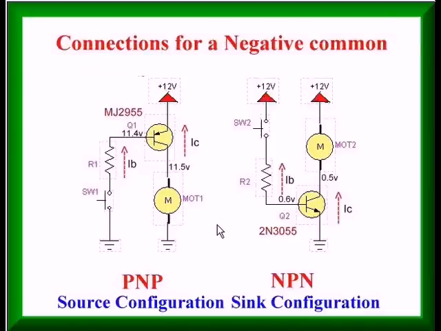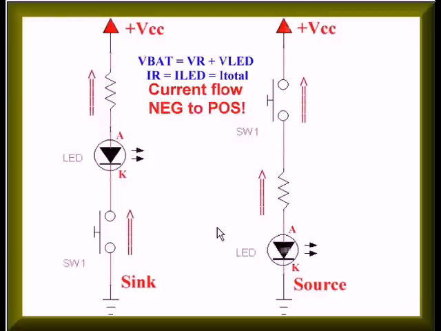There are two connections for PNP and NPN transistors. Let's drop back one frame briefly and note something. Where you place the switch determines whether you are in a sink configuration or source configuration. In a sink configuration, the switch is in the ground side of the load. In the source configuration, the switch is in the high side or VCC side of the load. Source is VCC side, sink is ground side of the load.